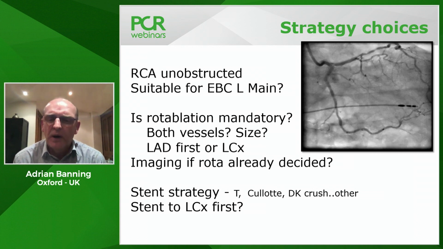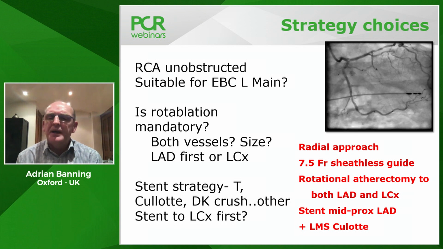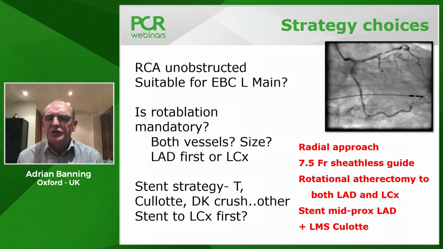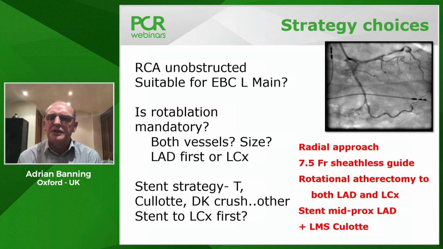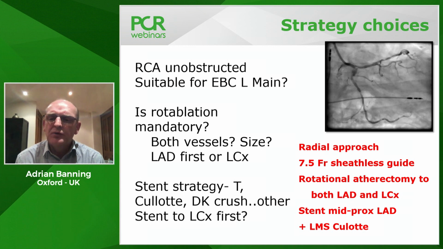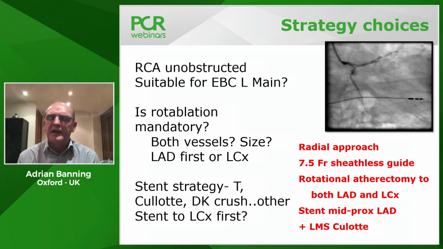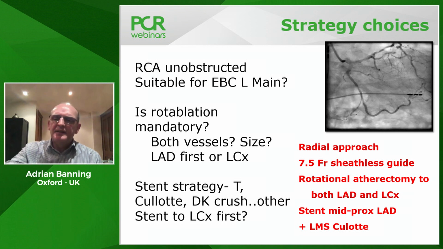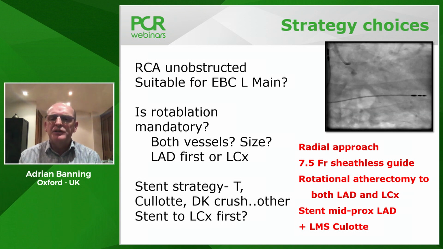So you've seen while the slide's been running the things that we were thinking about. But the choices we made were a radial approach with a sheathless guide. We do that commonly when we're using radial, as it gives us access to a big lumen, and to do immediate rotablation to both LAD and circumflex. Then to stent the proximal LAD and then come back and do a left main culotte. So that was the strategy we'd chosen. Next slide, please.